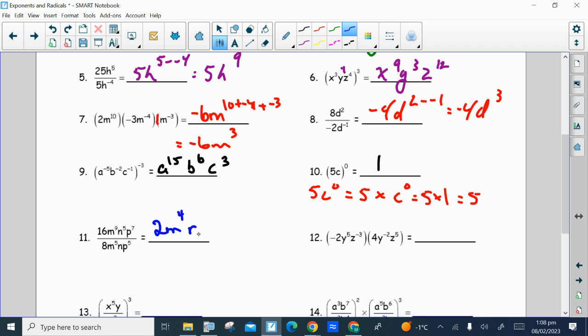What will the exponent on n be, Jensen? That's right, because on the bottom, the n would be considered n to the power 1. So it's going to be 5 minus 1, which is 4. And what will the exponent on the p be, Jensen? 7 minus 5 is 2. You're done. Right? You simplified it.